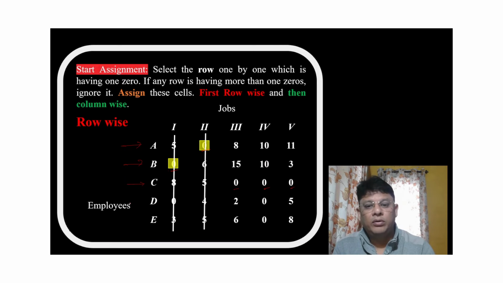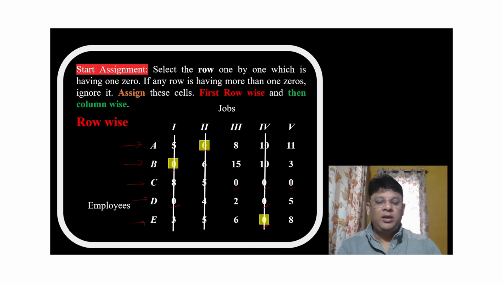Now go for row D. We have how many? 1 and 2 zeros. Fine, leave it, right? Then E, we have only 1 zero, right? We have only 1 zero. So what we can do, we can assign and say job 4 is no more available, right? So row wise reduction is done. A, B, C, D, E, row wise reduction is done. I have taken the rows in which you have only 1 zero and I have assigned it, right?